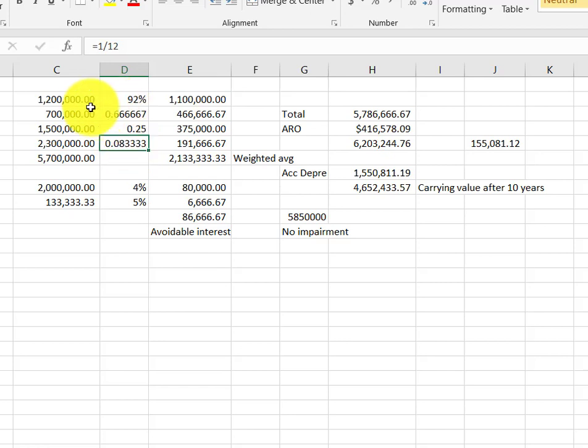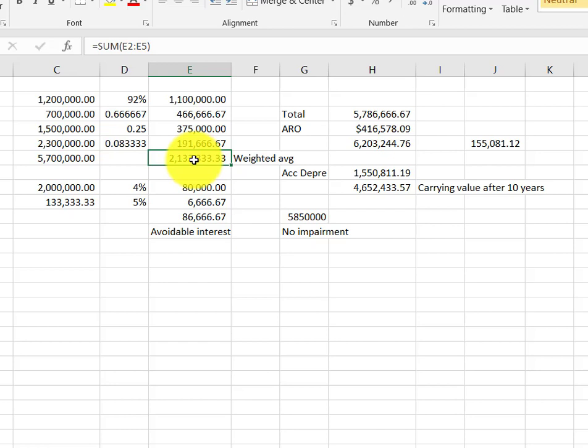So if we multiply the actual amount spent by those parts of the year, we get these calculations, which we add up to get the weighted average expenditures for this building. Now it costs 5.7 million, but the weighted average is only 2,133,333. All right. So that's what we use to calculate the avoidable interest.